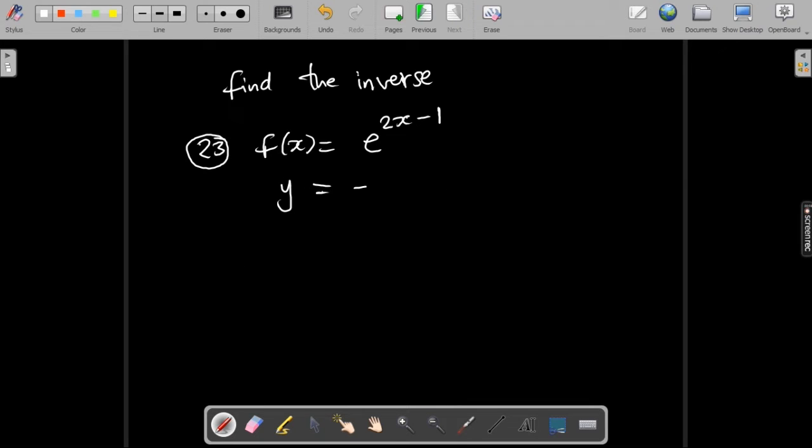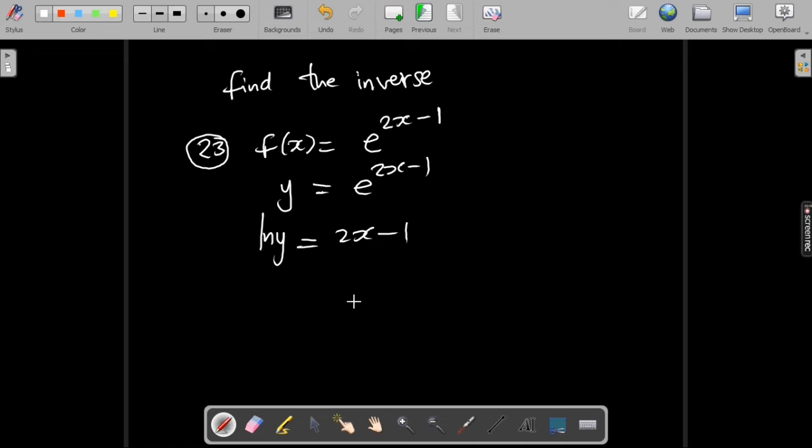So we have y equals e to the power 2x minus 1, and I just want to take that exponential part down. That would require us to find the ln of both sides, and if you find the ln of the right hand side, it will just bring the exponent down. So I have 2x minus 1.